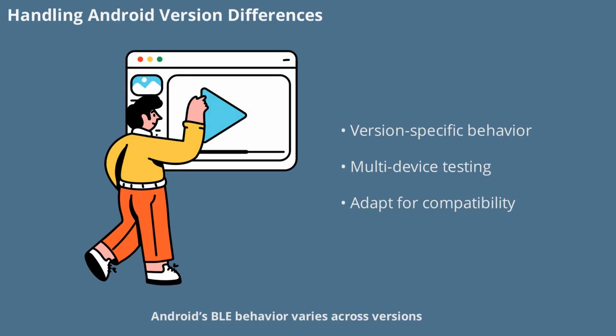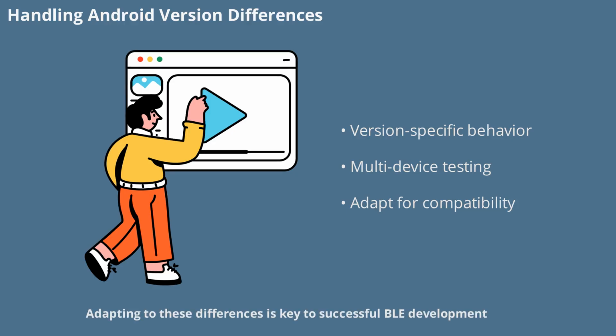Android's BLE behavior varies across versions. Older versions have more bugs and limitations, while newer versions impose stricter power and scanning rules. Always test your app on multiple Android versions and devices to ensure compatibility. Adapting to these differences is key to successful BLE development.